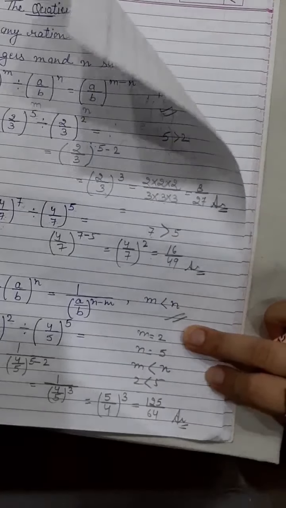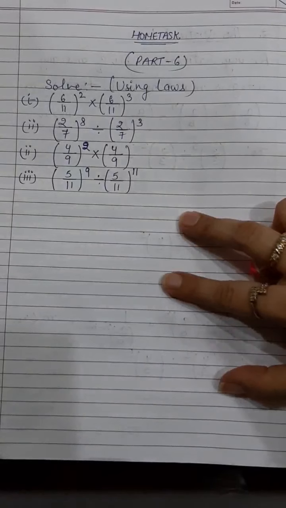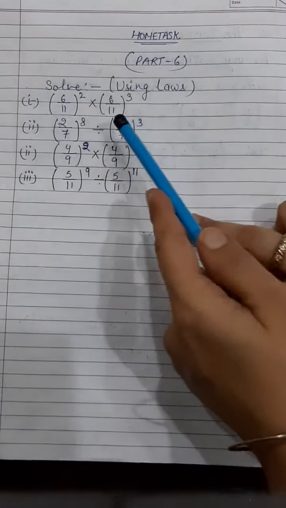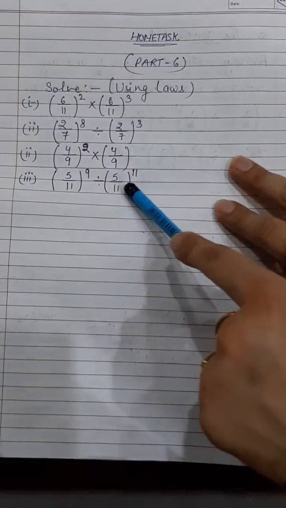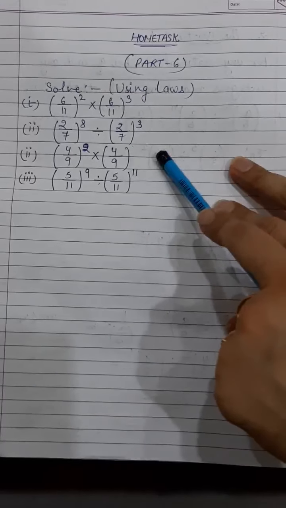Is it clear? Now today we have done only 2 laws. The first one is the product law, the second one is the quotient law. Based on those, I have given some numericals that you have to do in your classwork notebook, right?